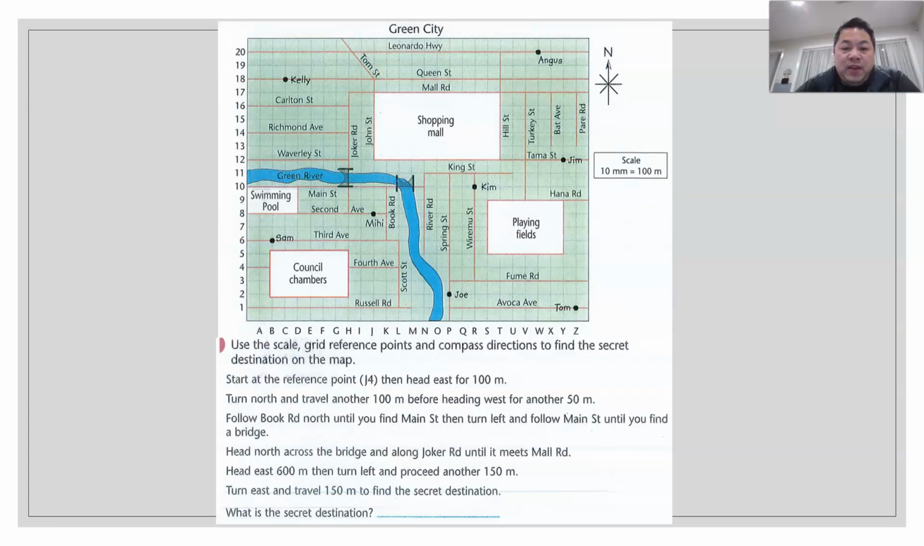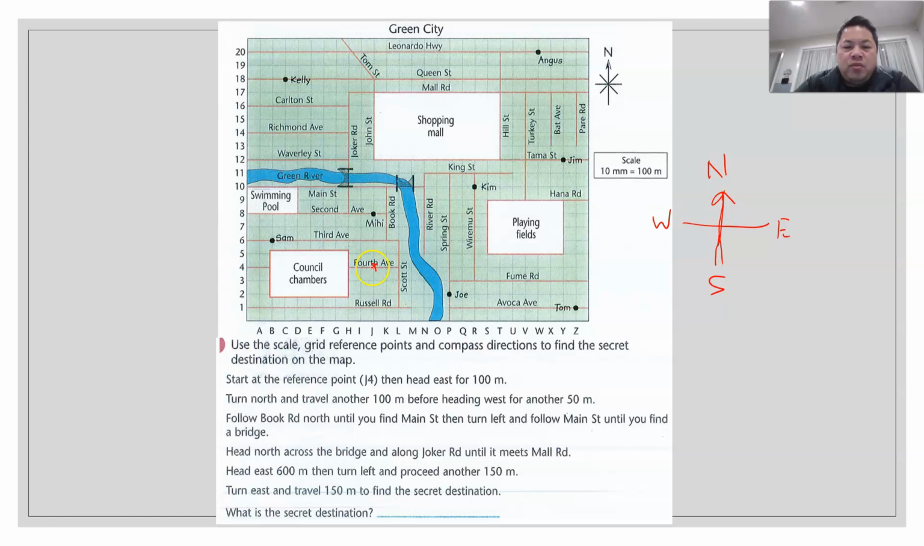The last part is a treasure hunt type of question. You have to go according to the rule. They say you start from J4. Where is J4? J4 is here. 1, 2, 3, 4. So you start from here. This is the starting point. Based on the instruction, head east. Where's east? North is here. So if north is here, south is here, east is here, and west is here, isn't it? So bear that in mind.